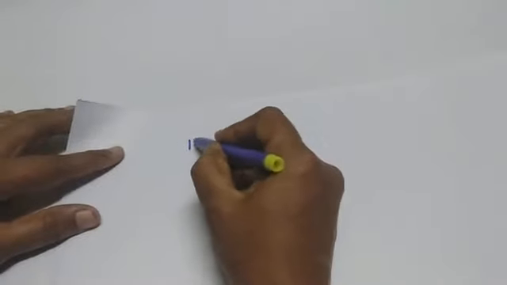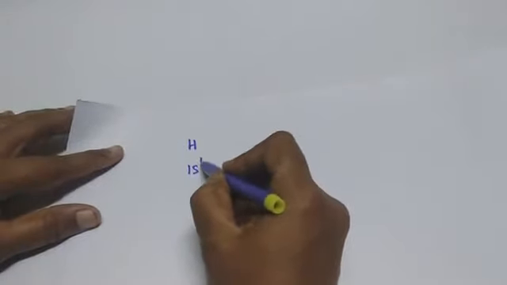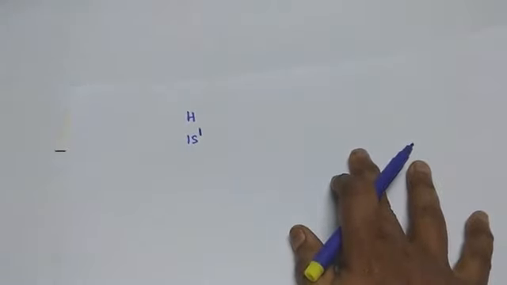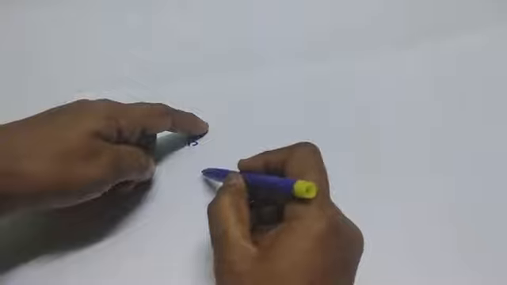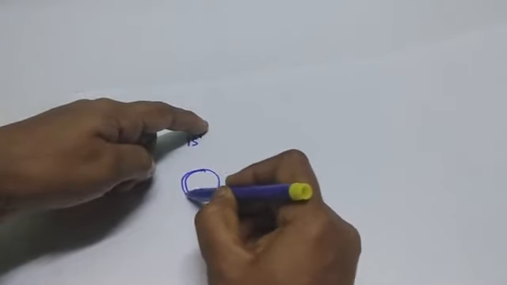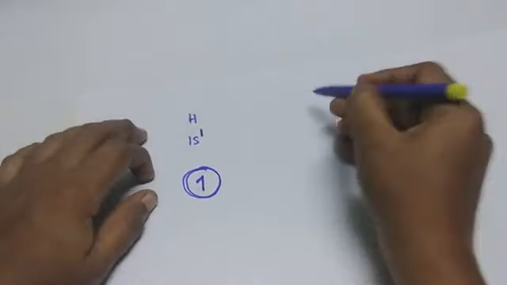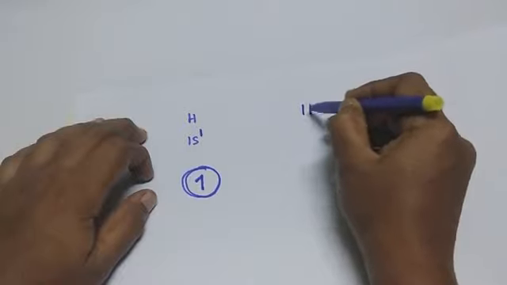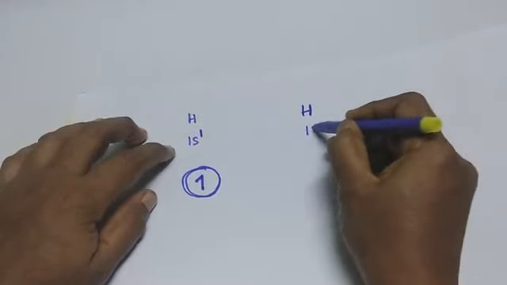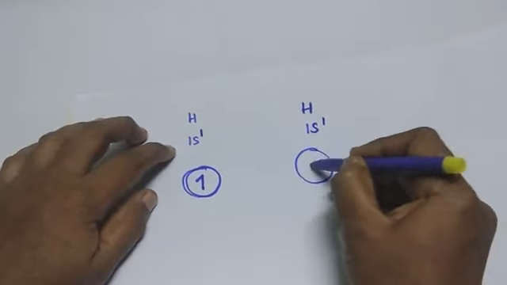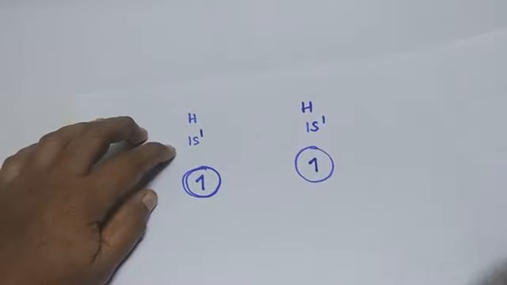Let us imagine hydrogen, whose configuration is 1s1. You know it is half filled, because 2 electrons would make the s orbital fully filled, and 1 electron makes it half filled. So for this hydrogen with 1s1 configuration, let us draw the 1s orbital, which is half filled, having only 1 electron. Now let us take another hydrogen atom, which also has 1s1 configuration. Let us draw the half-filled 1s orbital of this hydrogen atom.